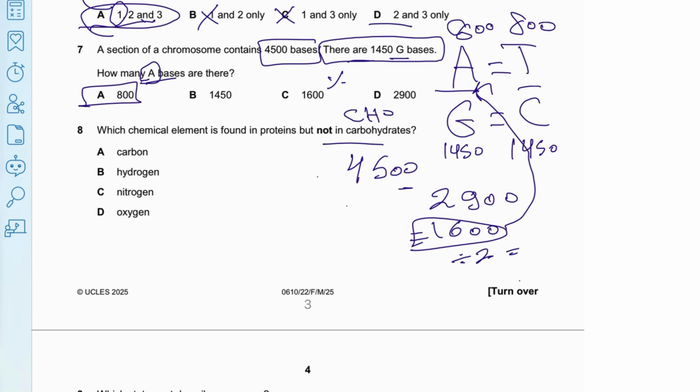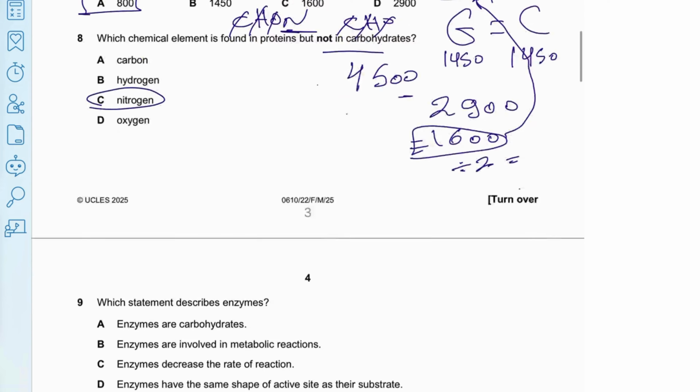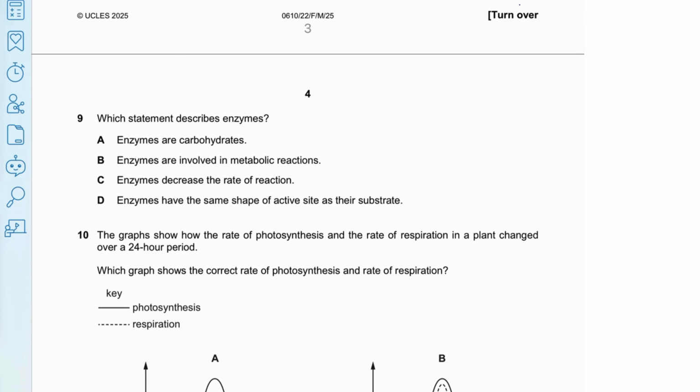Carbohydrates are CHO, fats CHO, proteins CHON. Which is found there? Nitrogen, so the answer is C. Question 9. Which statement describes enzymes? Are they carbohydrates? Wrong, they are proteins. Involved in metabolic reactions? Yes. Enzymes decrease the rate? No, they increase it. Enzymes have the same shape? Wrong, they have complementary shape.